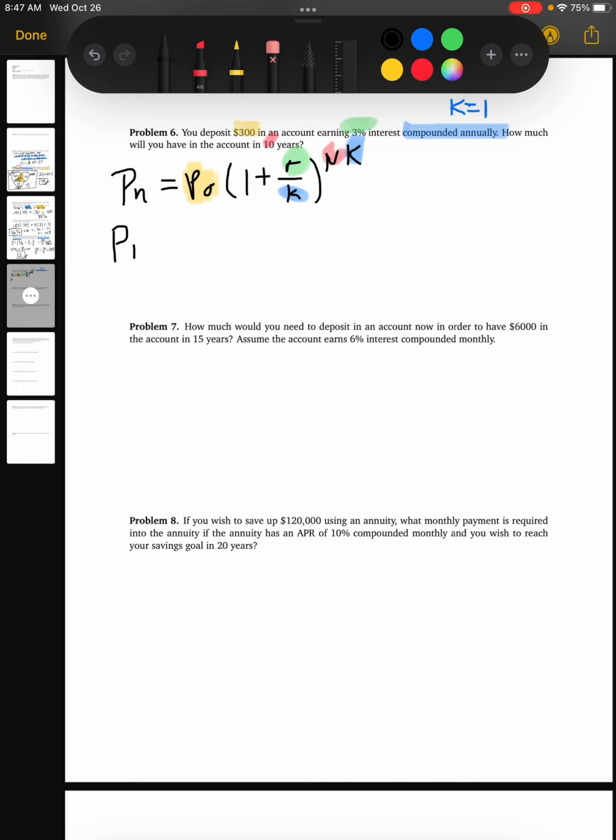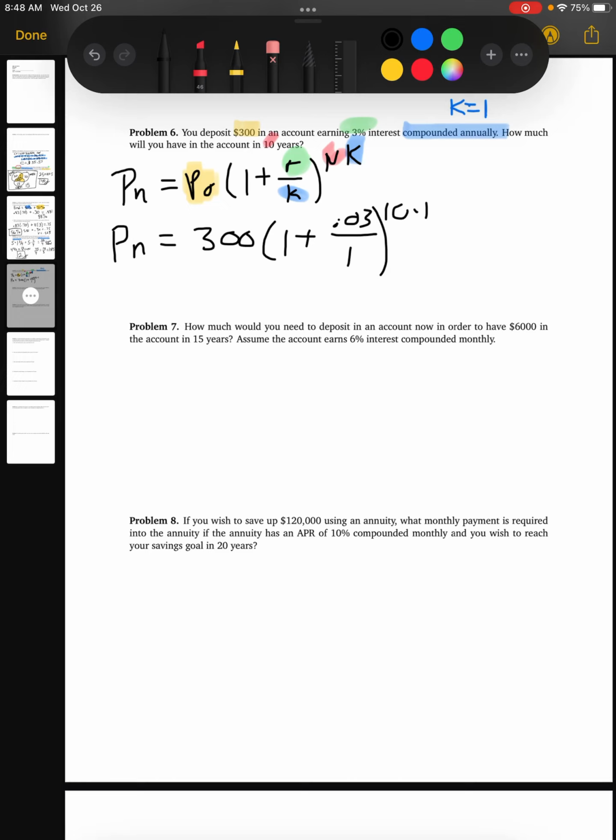So if I'm filling this in, I know that Pn is equal to 300 times (1 plus 0.03 divided by 1) raised to the 10 times 1. So if you punch that into your calculator, you should get the correct answer. Okay? I want you to check and double check and work on your calculator stuff. Like I said, if you guys are still worried about it next week, I can show you. Okay?